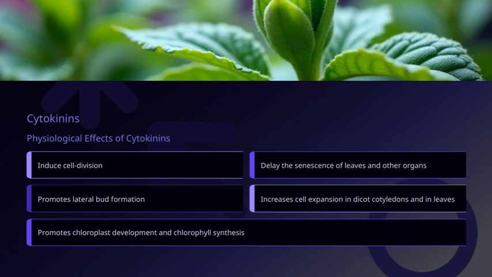This not only enhances the plant's ability to produce energy, but also improves overall plant health. Cytokinins also encourage lateral bud formation, leading to more branches and a bushier plant, which can improve flowering and fruiting. Furthermore, they induce cell division, a fundamental process that supports growth and tissue formation. Altogether, these effects highlight how cytokinins are vital regulators of plant growth and development, working in concert with other hormones to optimize plant vitality and productivity.